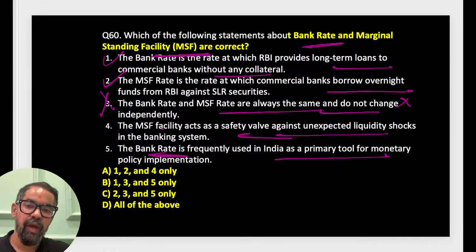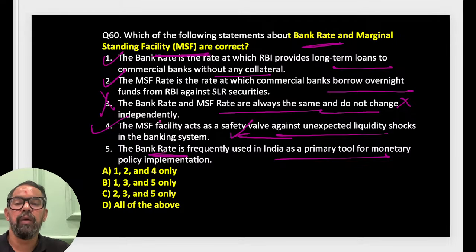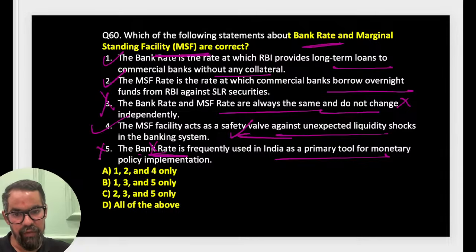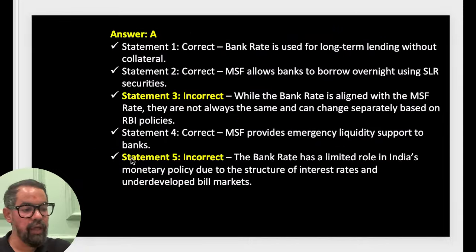MSF acts as a safety valve in case of liquidity shortfall when banks won't be able to manage their SLR. Fifth one, bank rate is frequently used in India as a primary tool. It is the repo rate actually when it comes to LAF. So 1 2 4 means option A should be the right answer for this particular one. Okay, very good. Next one.